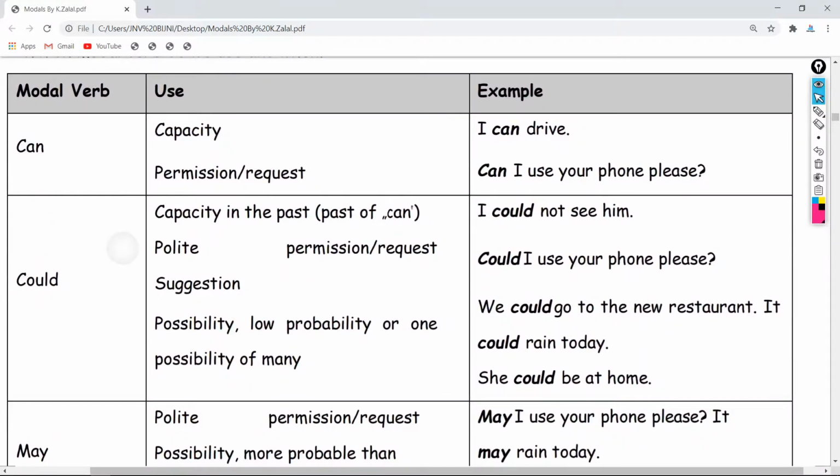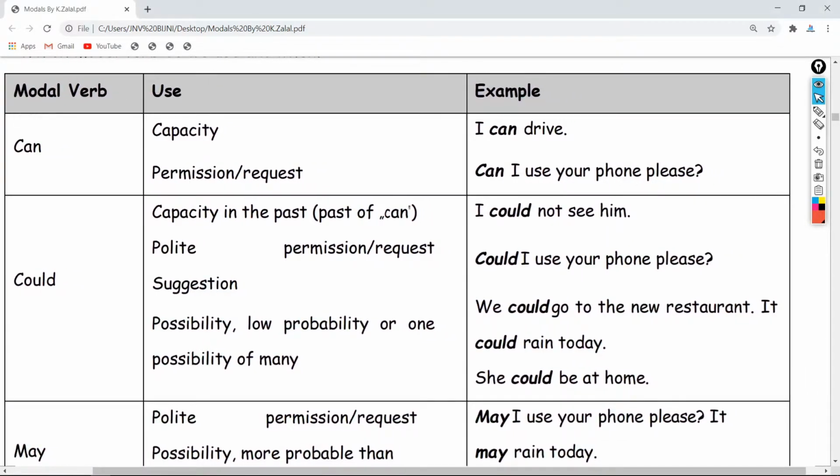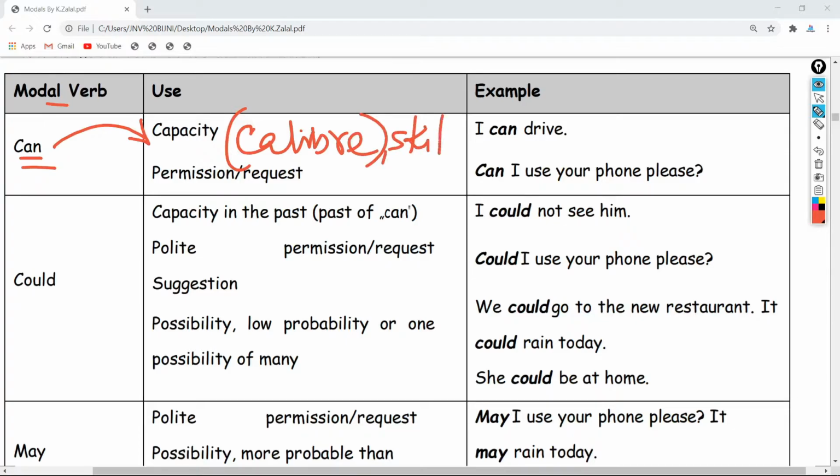Now here we will be using a table, and in this table we will also be talking about the meaning of the modal that is used in the sentence. In the first column we are using the modals, then the example, and then the kind of meaning that is intended here. Let us see now. The modal here is can. Can is related to capacity, or caliber, or it's a skill, S-K-I-L-L. Now it may also imply permission. It may also imply a request.